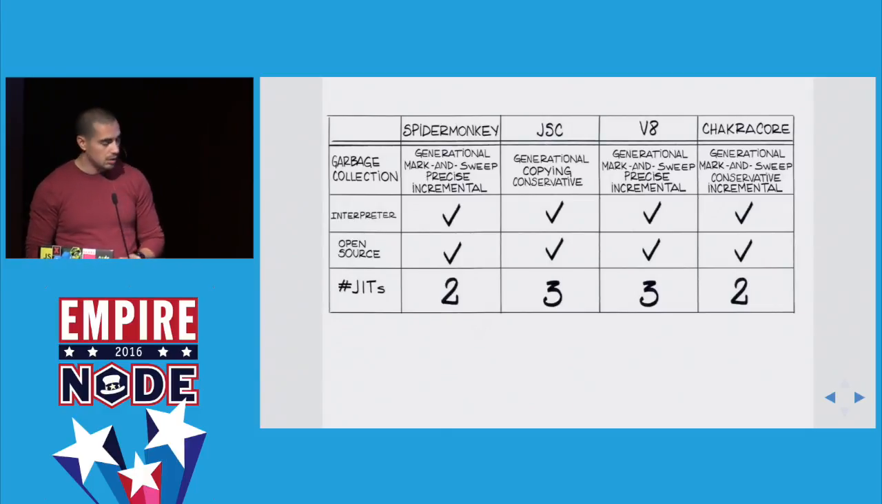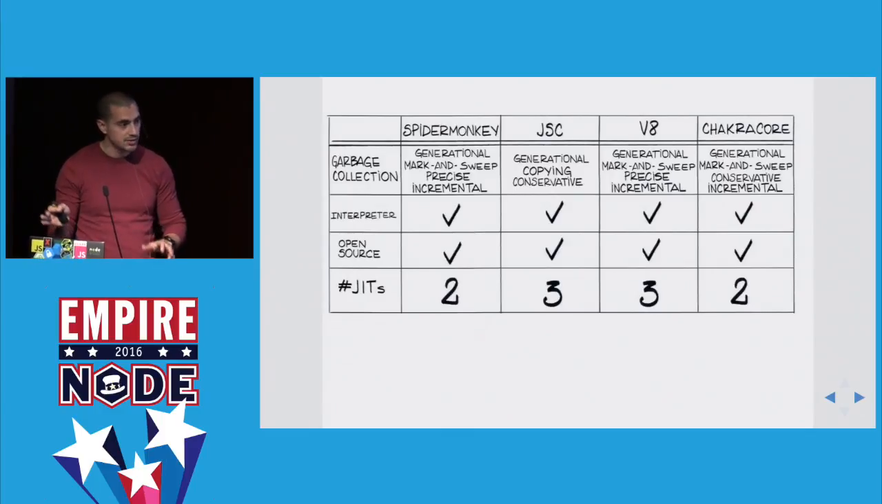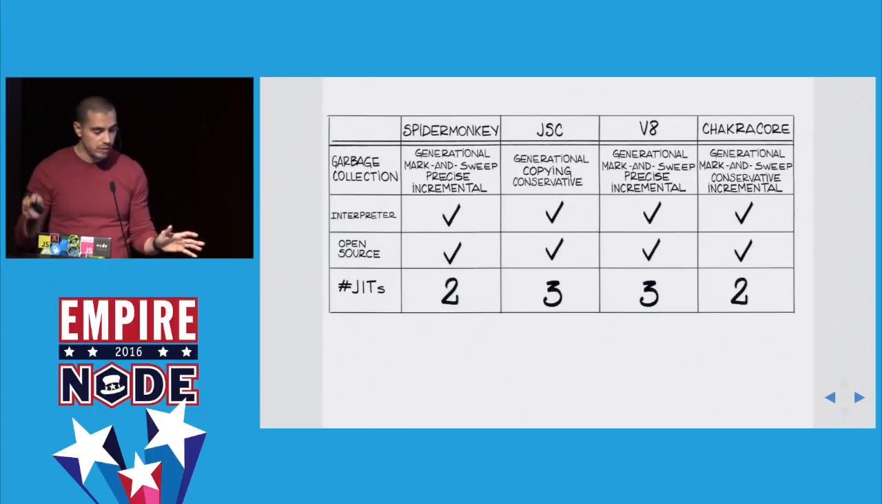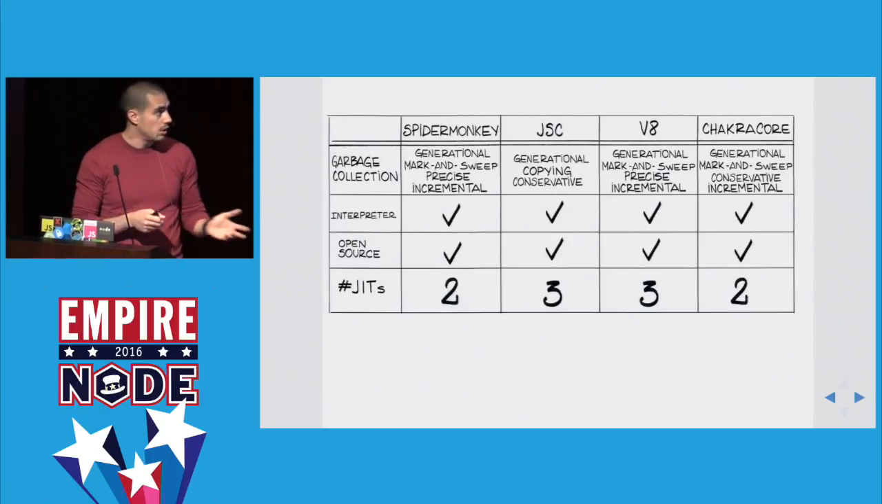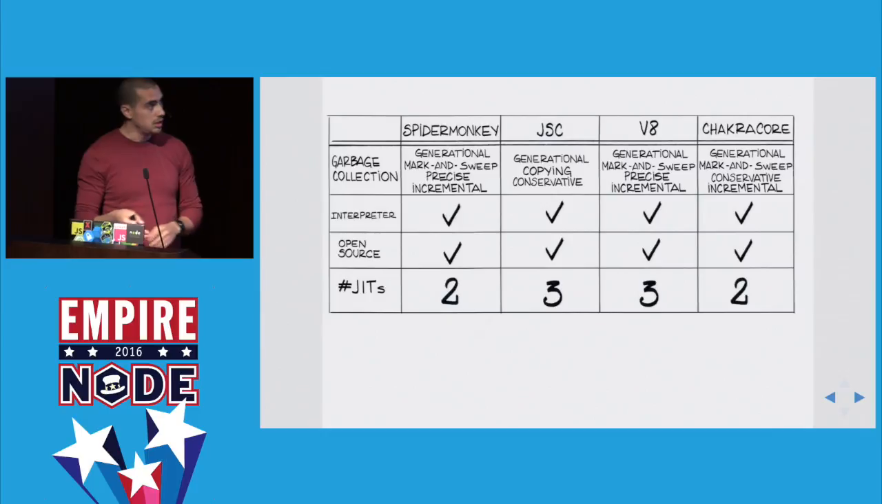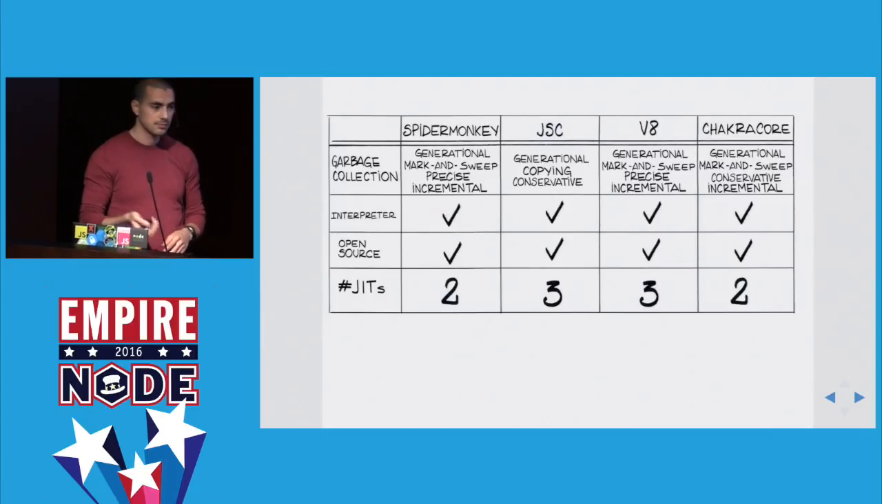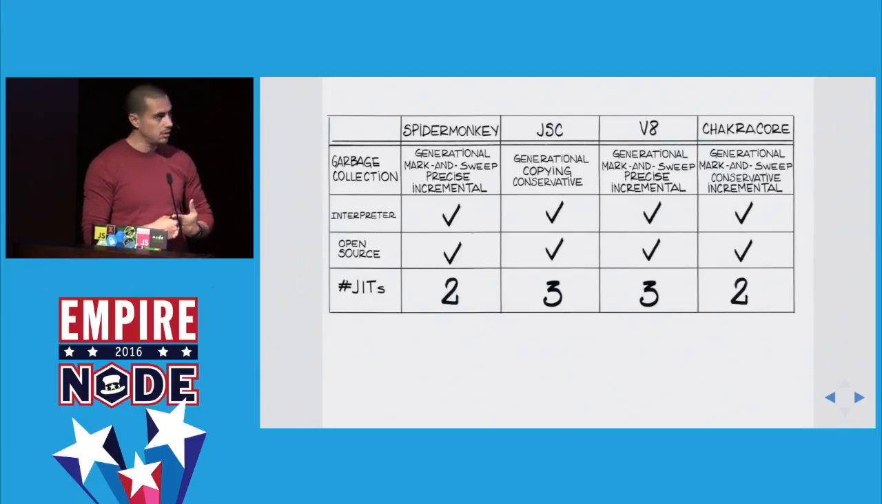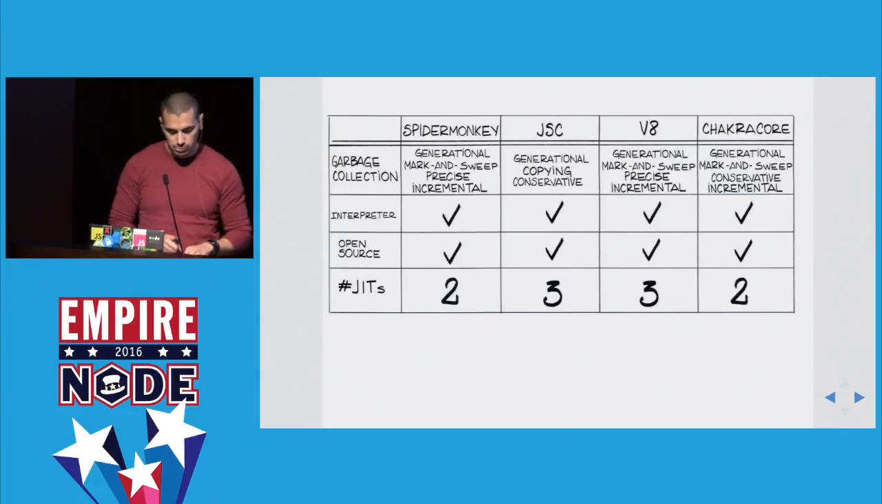GCs can also be described as precise or conservative ones. Precise GCs can identify all the references, and conservative ones look at memory patterns in the heap to identify references. This last approach could also lead to false positives, but it's not always a problem in practice.